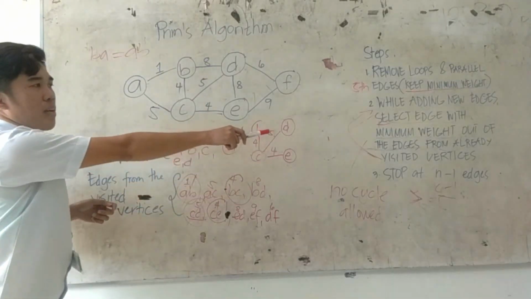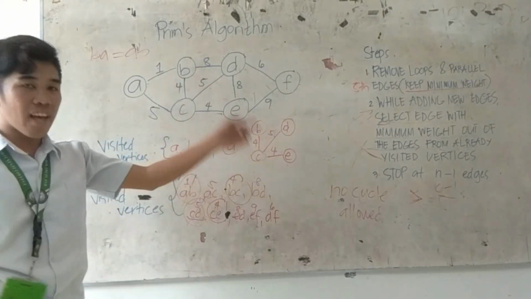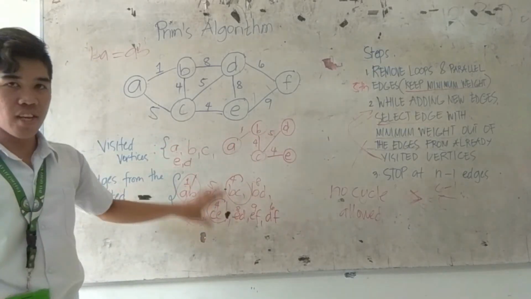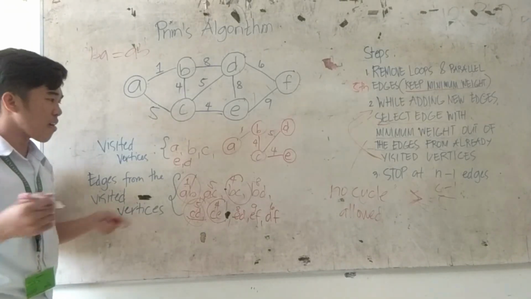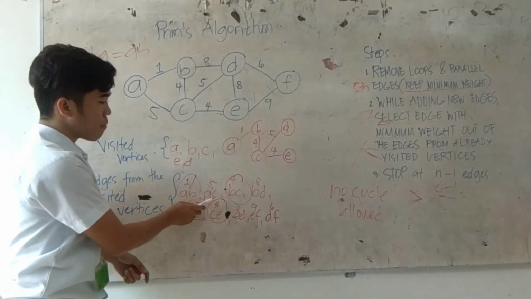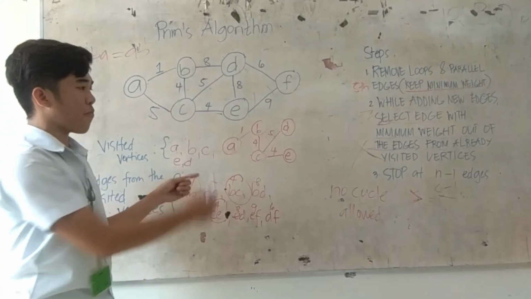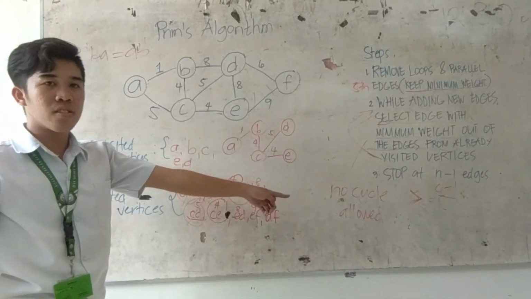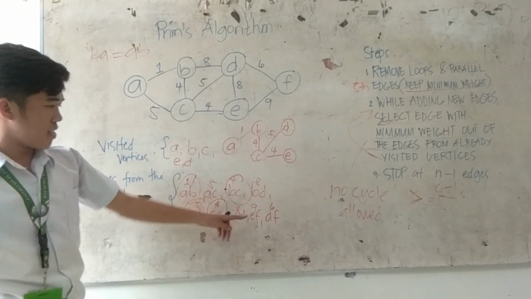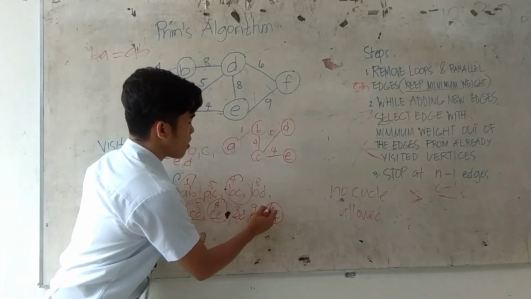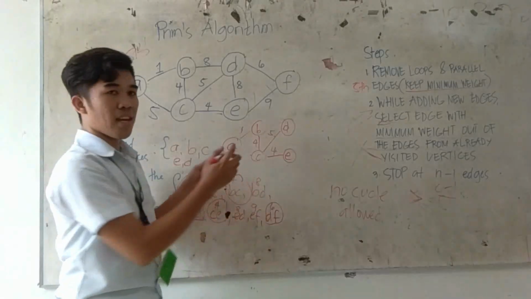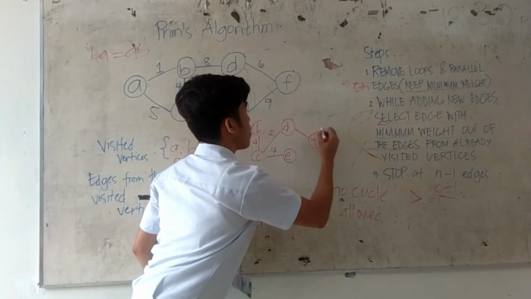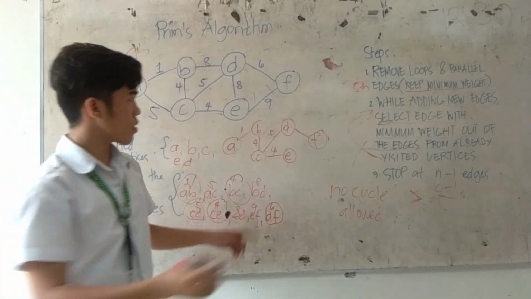So let's select the edge that has the minimum weight out of these edges. So let's select here, still 5, but we cannot take AC because it forms a cycle, and in this algorithm no cycle is allowed. Now we can take DF, since it doesn't form a cycle if we put it on our spanning tree. The cost is 6.